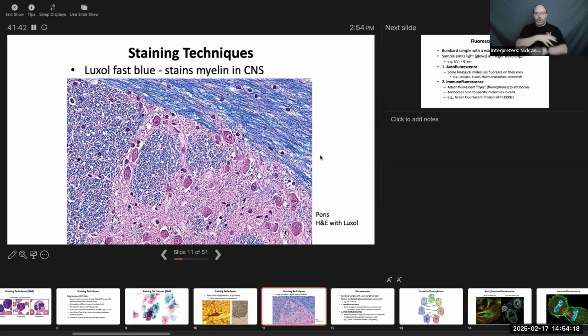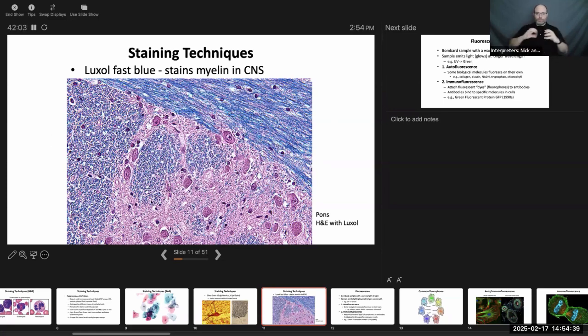And then all of the blue stuff is the myelin. So those are all myelinated axons of cells in the central nervous system. And if you look in the upper right, you can see the axons cut lengthwise. So you see these long fibers of blue.